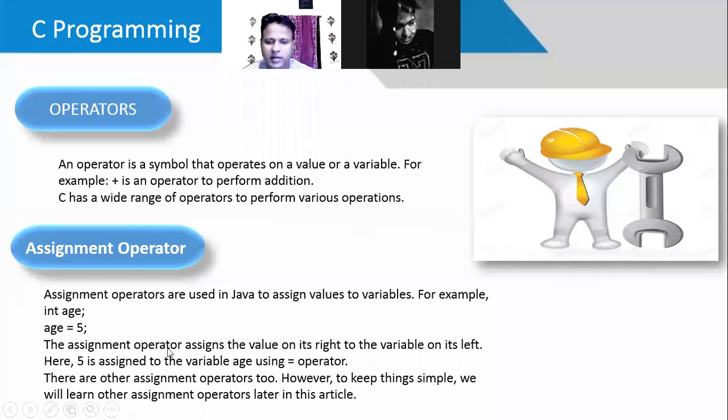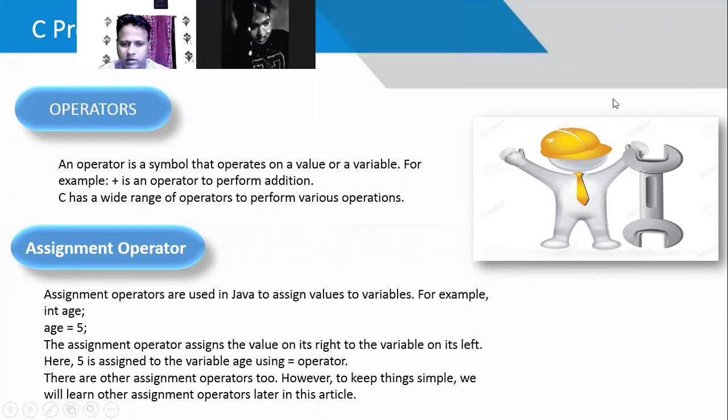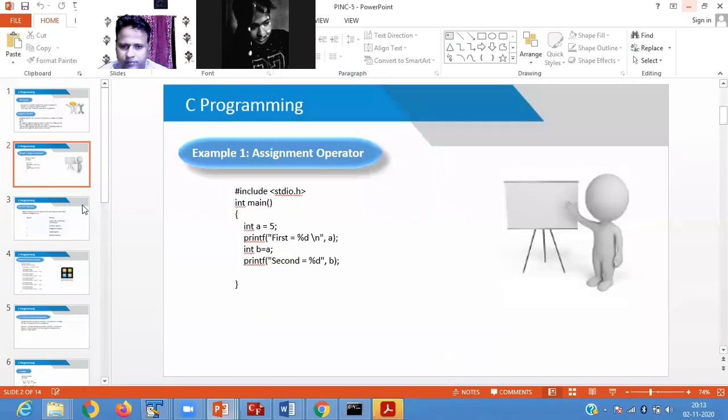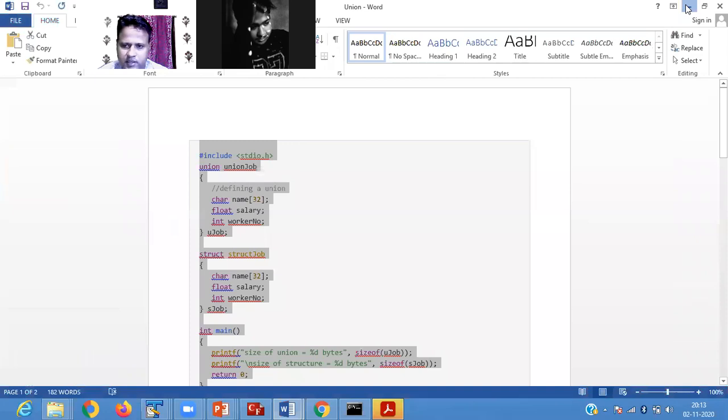So now the assignment operators are used to assign a value to a variable. So here we use int age equals 5. The assignment operator assigns the value on the right to the variable on its left. Here 5 is assigned to the variable age. So there are other assignment operators also we are using. Okay, so I will move to another slide.